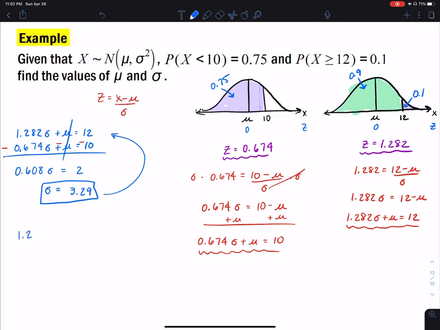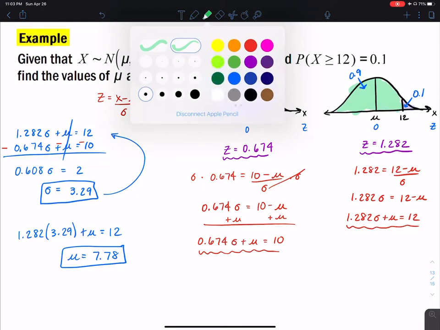So if I do 1.282 times 3.29 plus mu is equal to 12. And if you multiply and subtract that value from 12, you are going to end up with a mean value of 7.78, correct to 3 significant figures.